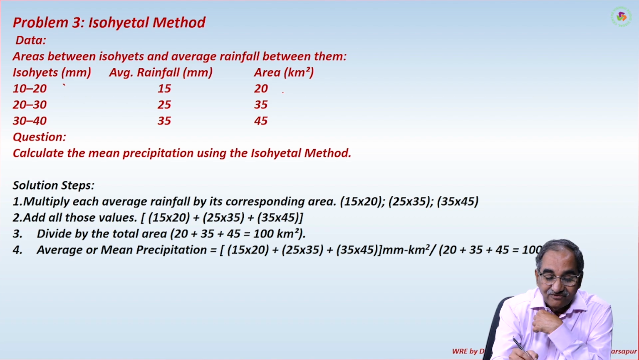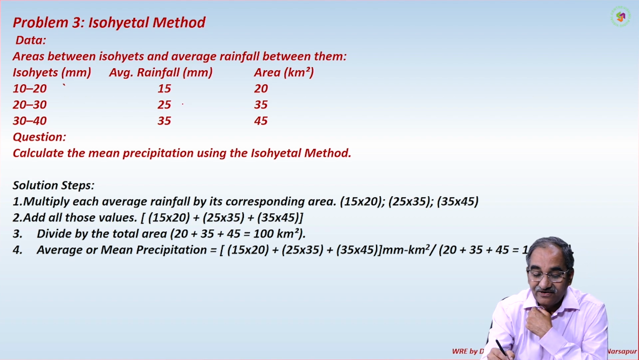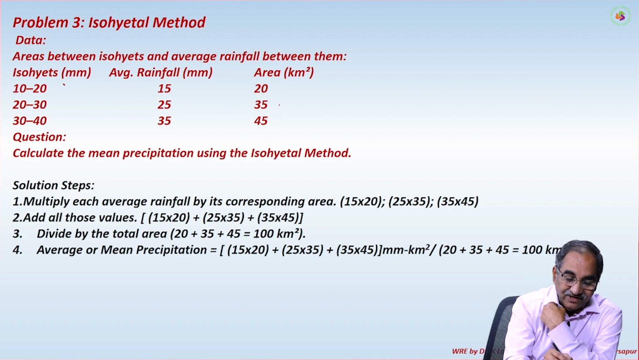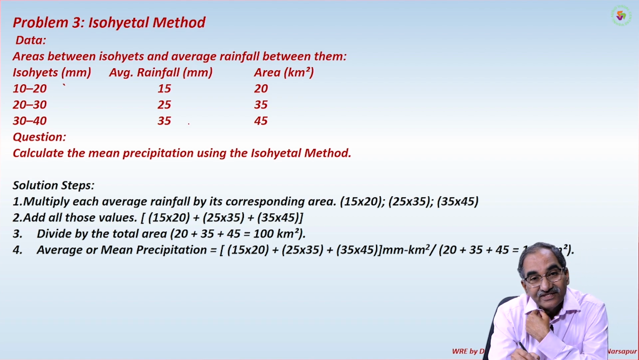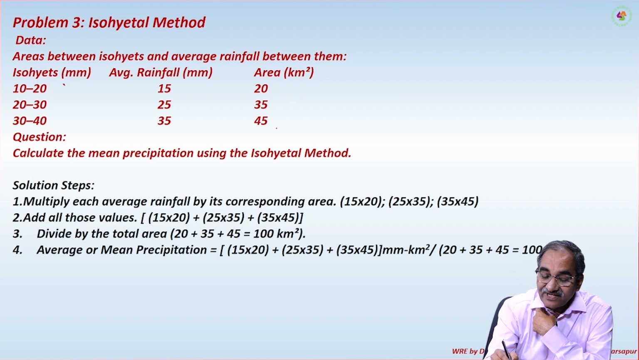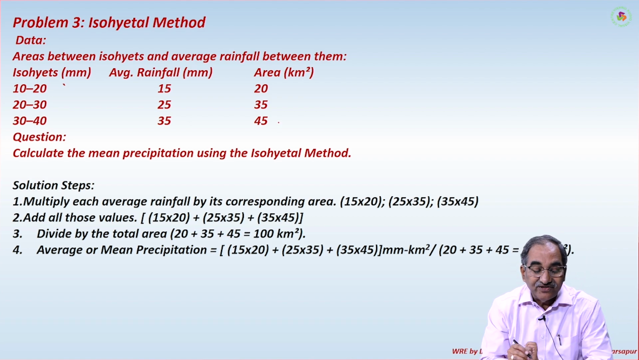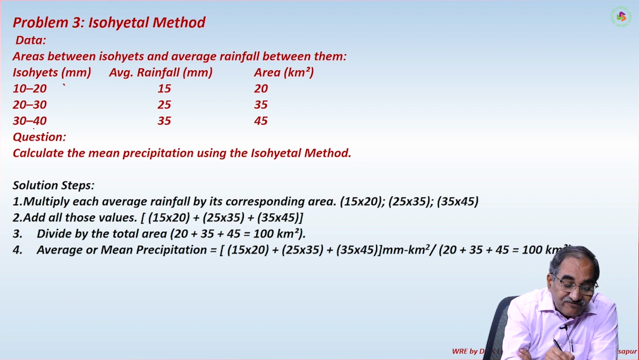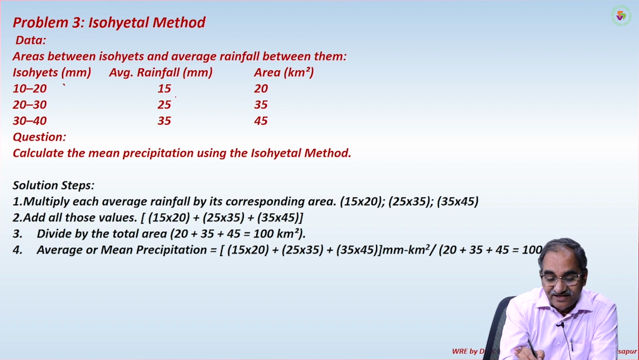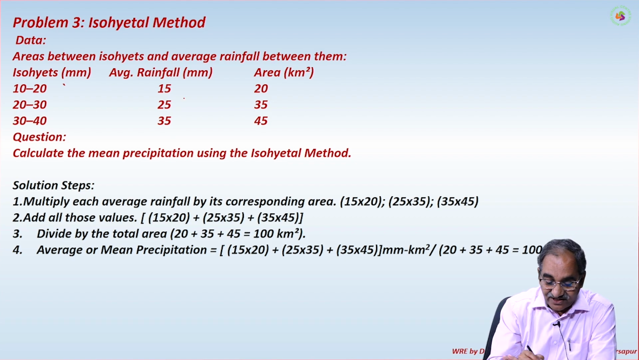20 to 30, what is the average rainfall? 25. What is the area? 35. And 30 to 40, what is the average rainfall? 35. What is the area? 40. Now what should I do? If I take the average of these two, automatically it is 15. So the area is this.